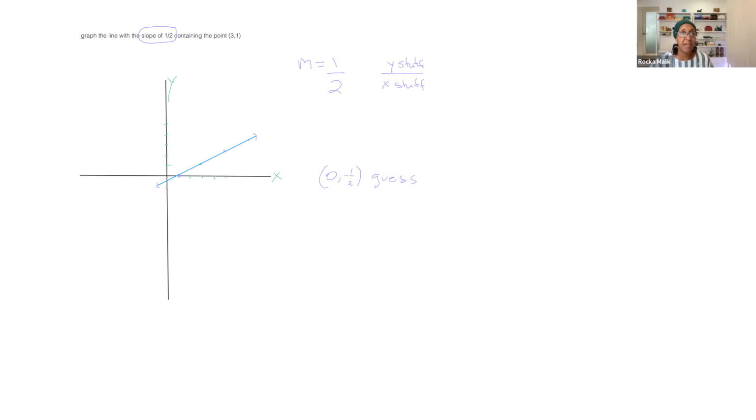So here I have the graph. I have 1 point on the line. I have another point. Do I know what this point is? Could I figure out what that point is? This is 3, 1, right? This point here is 3, 1.